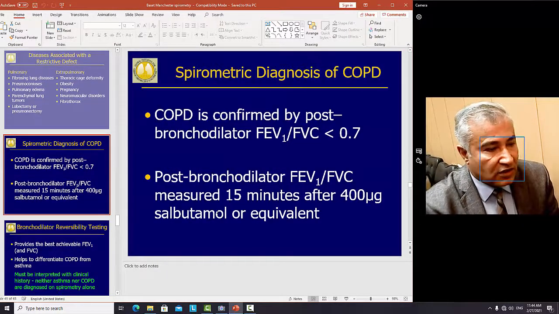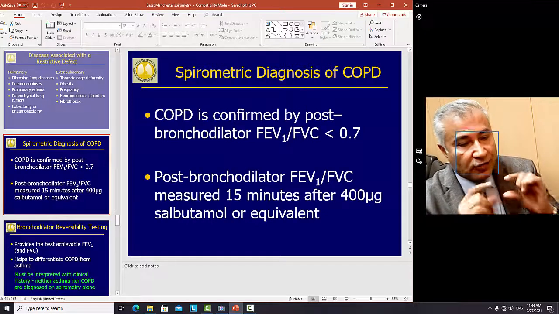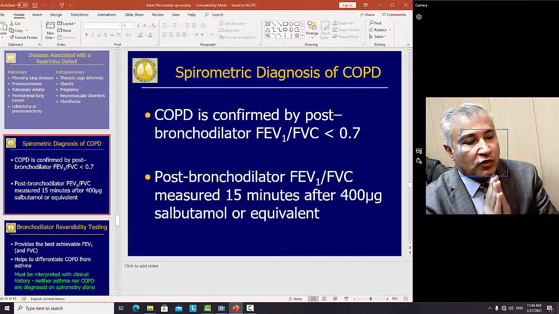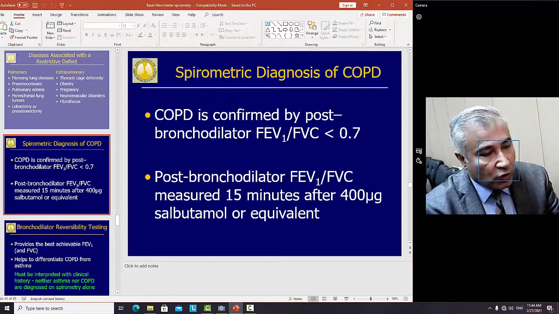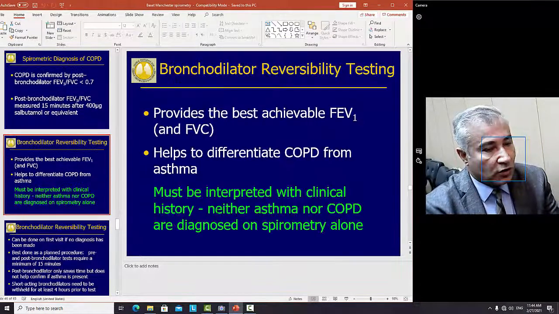Spirometry diagnosis for COPD. What is the diagnosis for obstruction? If FEV1% is below 0.7, so it is obstruction. If FEV1 is below 80, so it is surely obstructive.